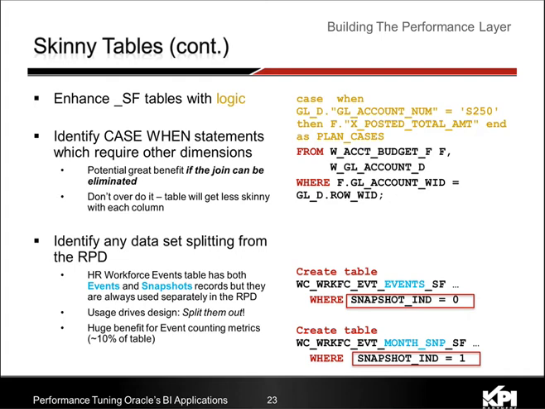At the bottom, I mentioned data set splitting before. This is something from the HR analytics where events, an actual event, in other words, someone gets hired or fired, is also in there with monthly snapshots of headcount. So in the RPD, they're actually used differently. They have 2 separate filters on them. And so we can split those out into 2 separate tables. The events table turns out to be only 10% of the overall table. We've just given ourselves a huge benefit by not having to factor in all those snapshot records when we're looking at events.